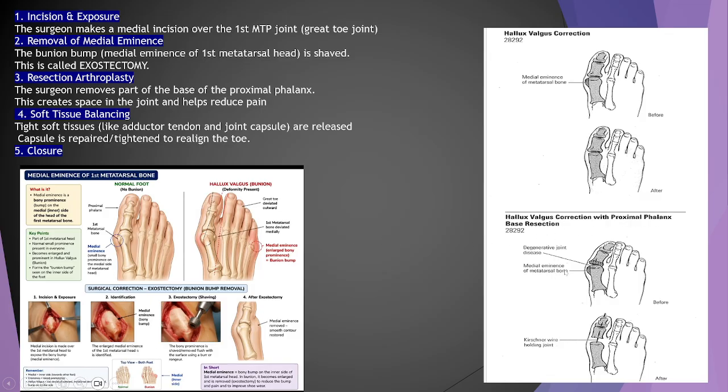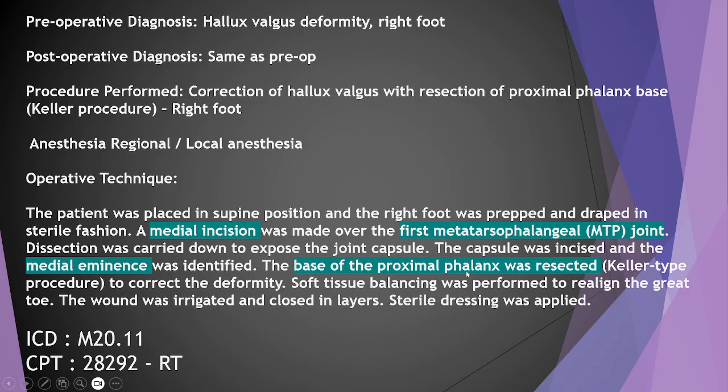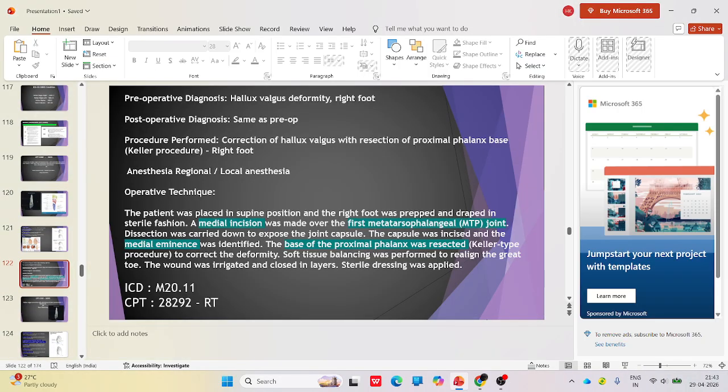Okay, next we'll see one OP report example. Let's see one OP report. The preoperative diagnosis is hallux valgus deformity, right foot, and the same postoperative. The procedure performed is correction of the hallux valgus with resection of the proximal phalanx base, that is Keller procedure, right foot. Anesthesia given: local and regional.